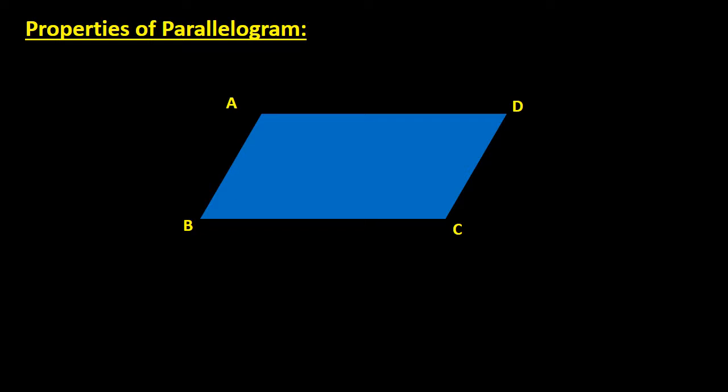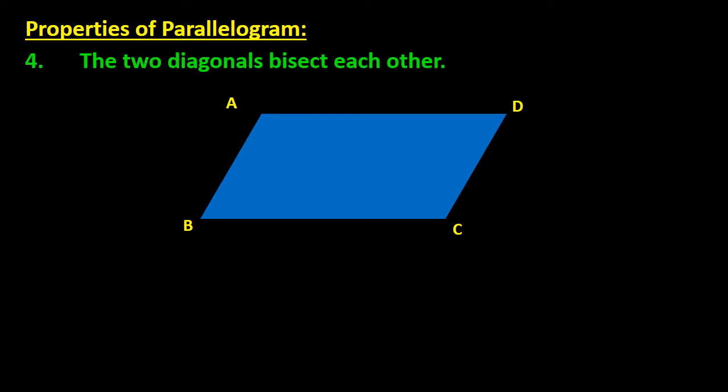Now the fourth property of a parallelogram is, the 2 diagonals of a parallelogram bisect each other. So in a parallelogram, we can draw 2 diagonals, and these 2 diagonals cross each other at this point, so let us denote this point by O. Here, the two diagonals intersect each other. So the diagonal AC has been divided into two by the diagonal BD, and similarly, the diagonal BD has been divided into two parts by AC.